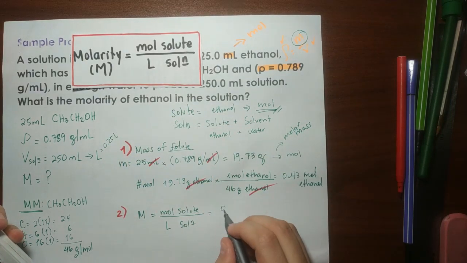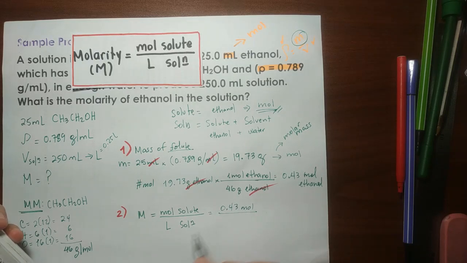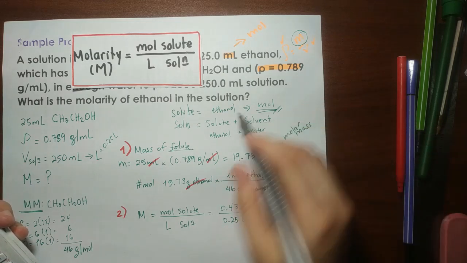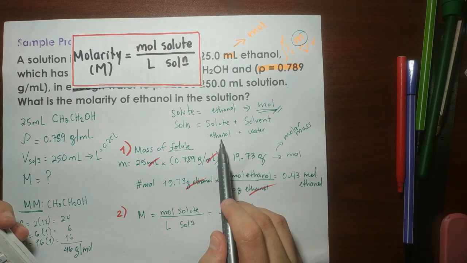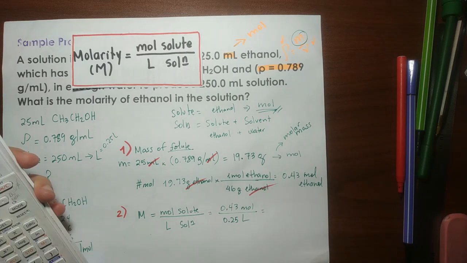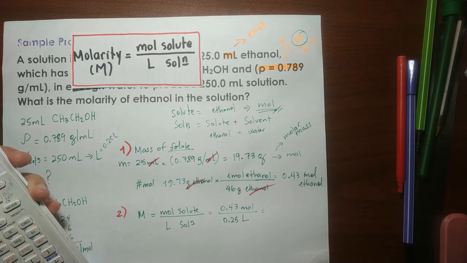So this is going to be 0.43 mole of ethanol divided by 0.25 liters of the solution. And the solution, remember, is ethanol plus water. So molarity is equal to 0.43 divided by 0.25.